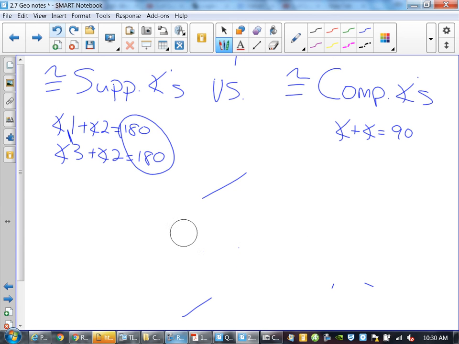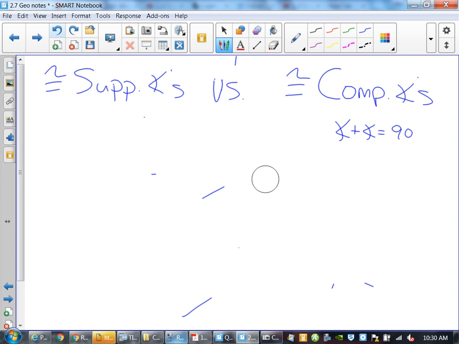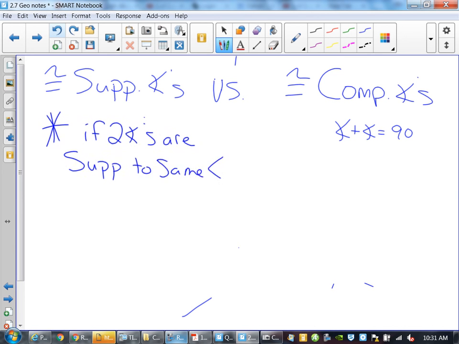So, I don't know why I didn't write this out. So basically, here's your idea. If two angles are supplementary to the same angle, then the two angles are congruent. That's basically what we call congruent supplements. Okay? If two angles are supplementary to the same angle, they have to be congruent to each other. All right.